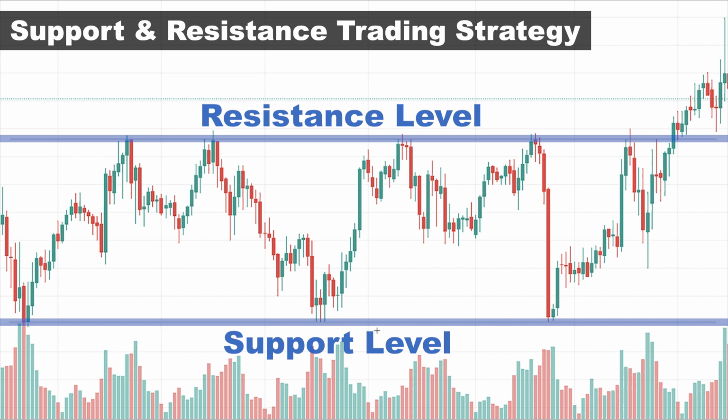So on one hand, buying interest increases, and on the other hand, selling interest decreases at a support level, and this means that demand becomes greater than supply, and this causes the price to go higher. This is how a support level prevents prices from going lower. And the same interpretation goes for resistance levels, but in the opposite direction.